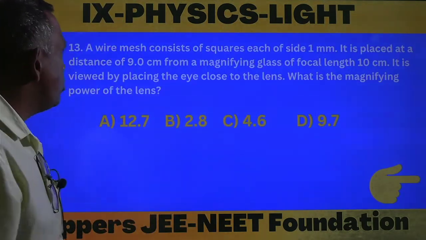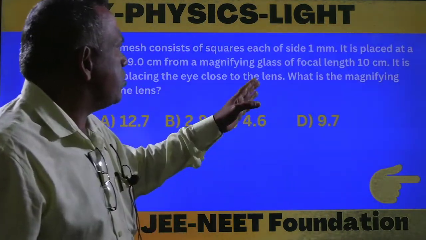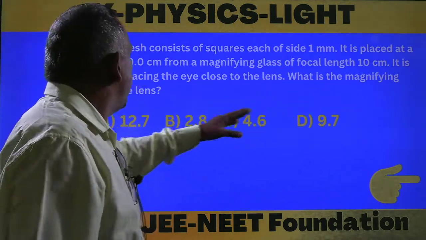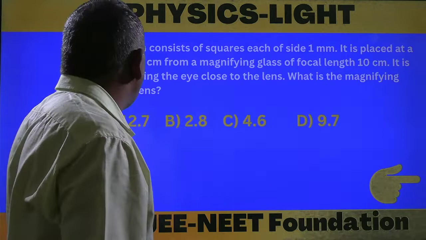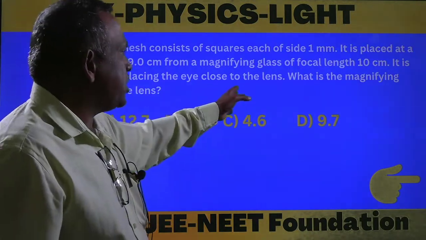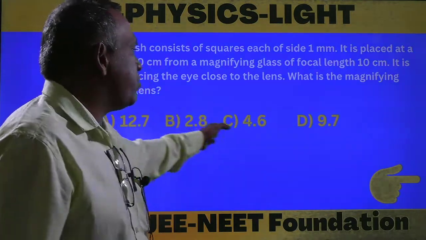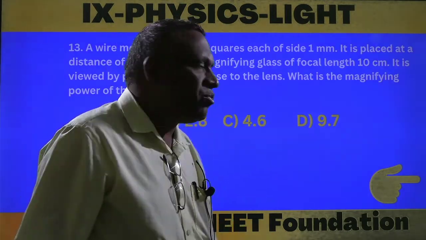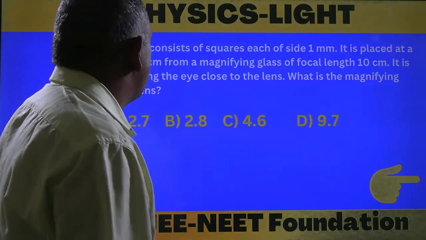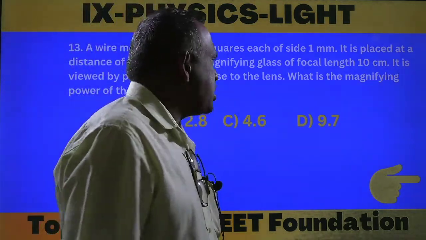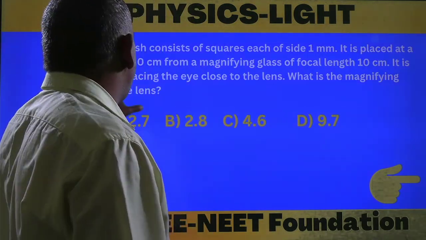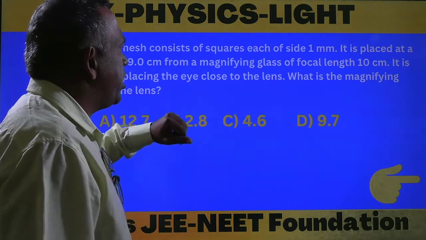Next, 13th question. A wire mesh consists of squares, each of side 1 mm. It is placed at 9 cm from a magnifying glass of focal length 10 cm. It is the same question. It is viewed by placing the eye close to the lens. Magnifying power of the lens should be found out. Just now we calculated focal length and object distance, everything.